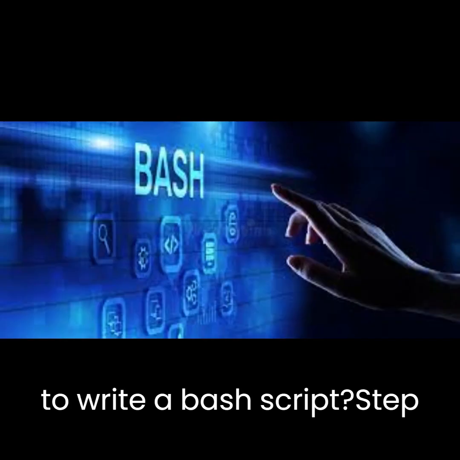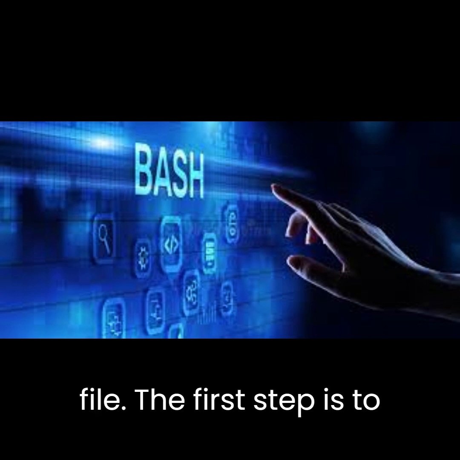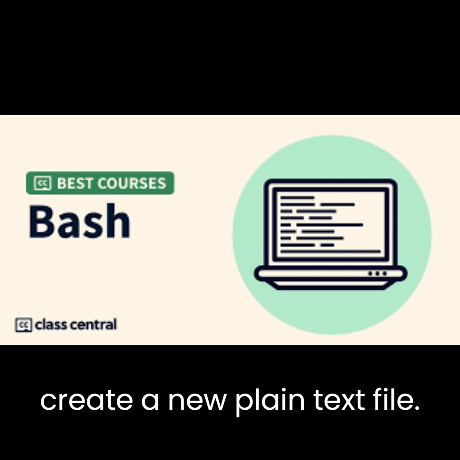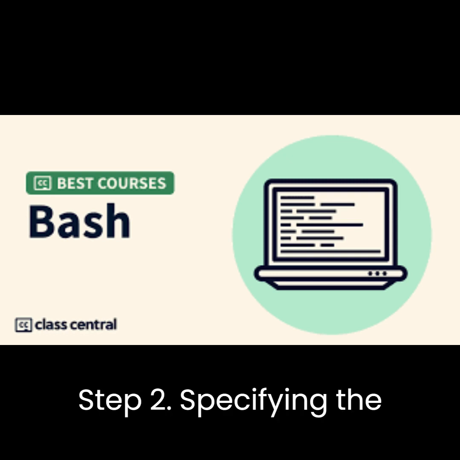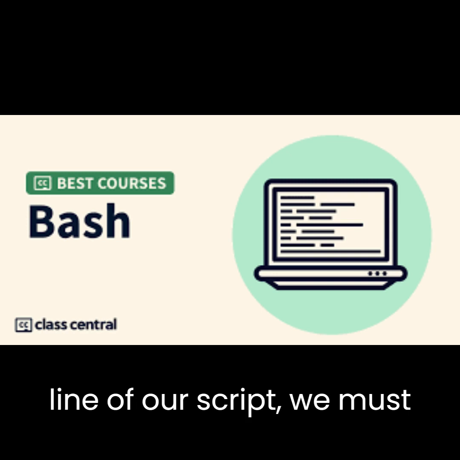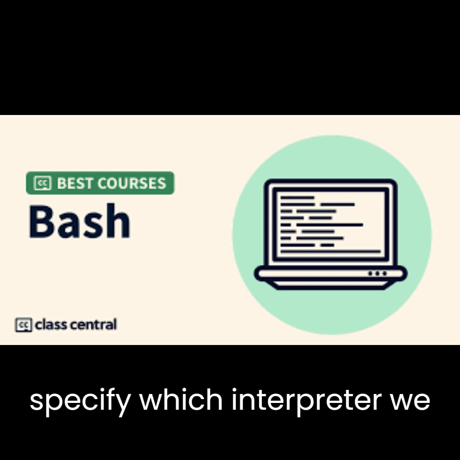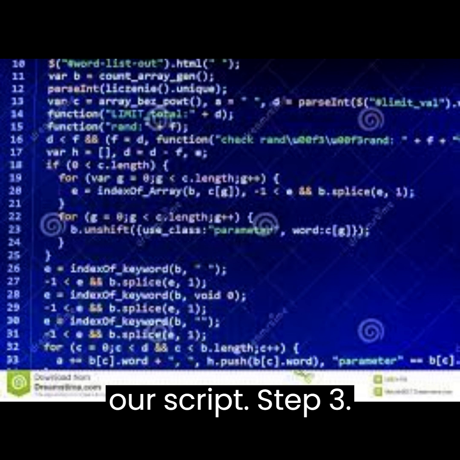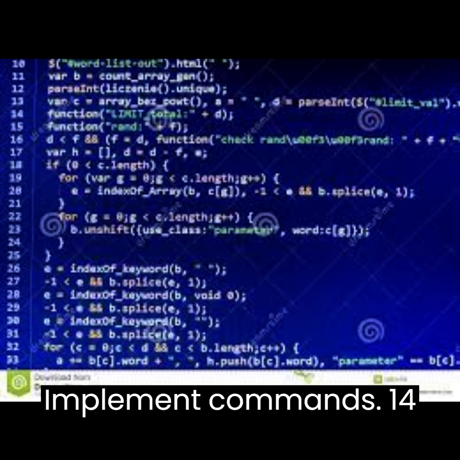13. How to write a Bash script? Step 1. Create a new plain text file. The first step is to create a new plain text file. Step 2. Specifying the interpreter. On the first line of our script, we must specify which interpreter we would like to use to parse our script. Step 3. Implement commands.